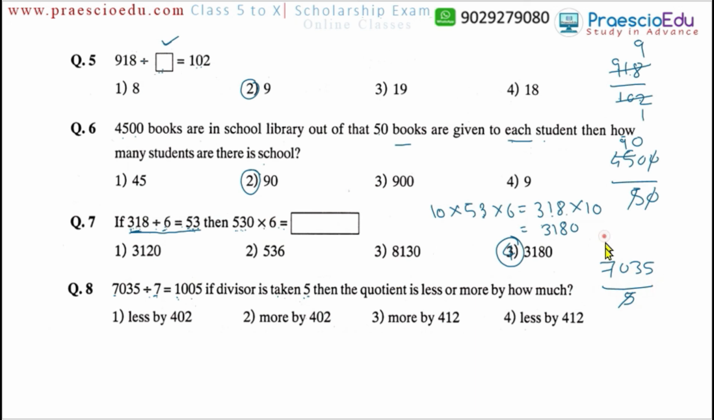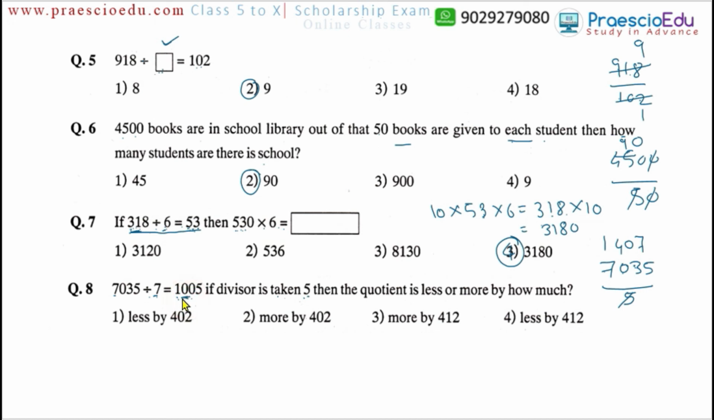So 5 ones are 5, 2 balance, then 20. 5 fours are 20, after this the 35, meaning the 0 we have to take out because it is a single digit, and we have to consider this 2 digit number. So 5 sevens are 35. So the quotient is 1407.